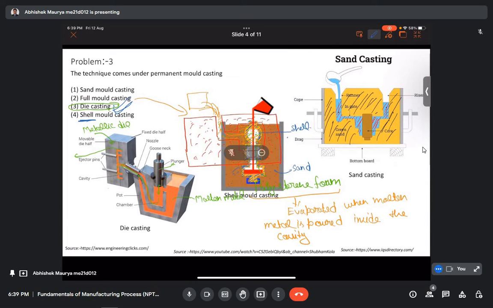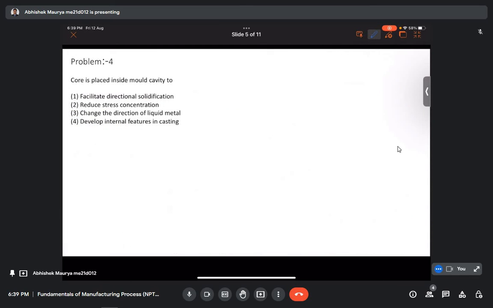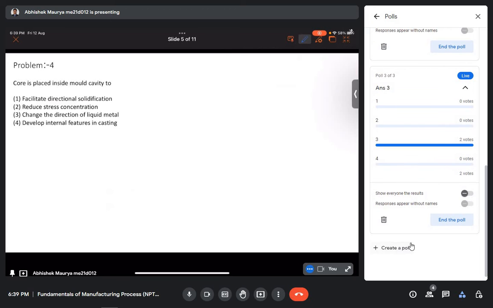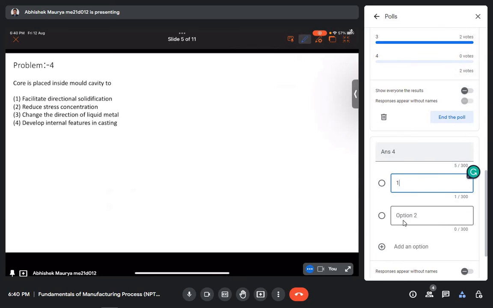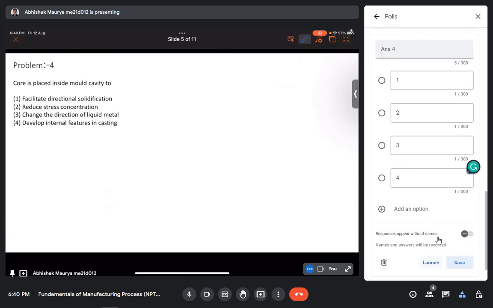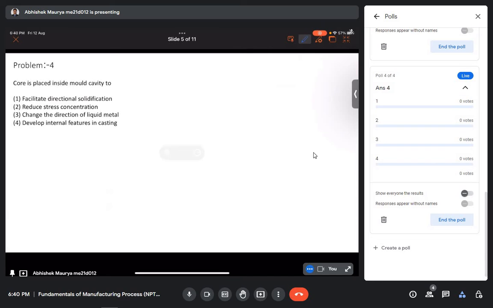If there is any doubt, please ask me, or I shall move to the next question. Okay, let's move to the next question. Please read the question and try to give your response in the polling section. Meanwhile, I will create the polls. I have launched the polls. You can give your response in the polling section.